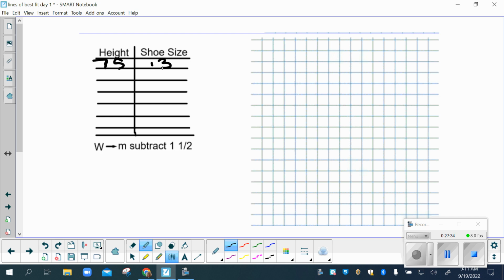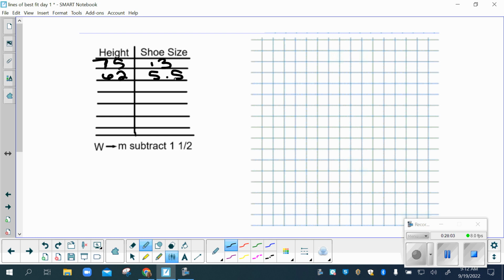Okay, let's go to someone smaller. Can I ask, how tall are you? I am 62 inches. Nice, 62. And what size shoe do you wear? I wear a women's 7. A women's 7. So to get to men's, we would take 1.5 away. So that would be a 5.5 for men. You with me?